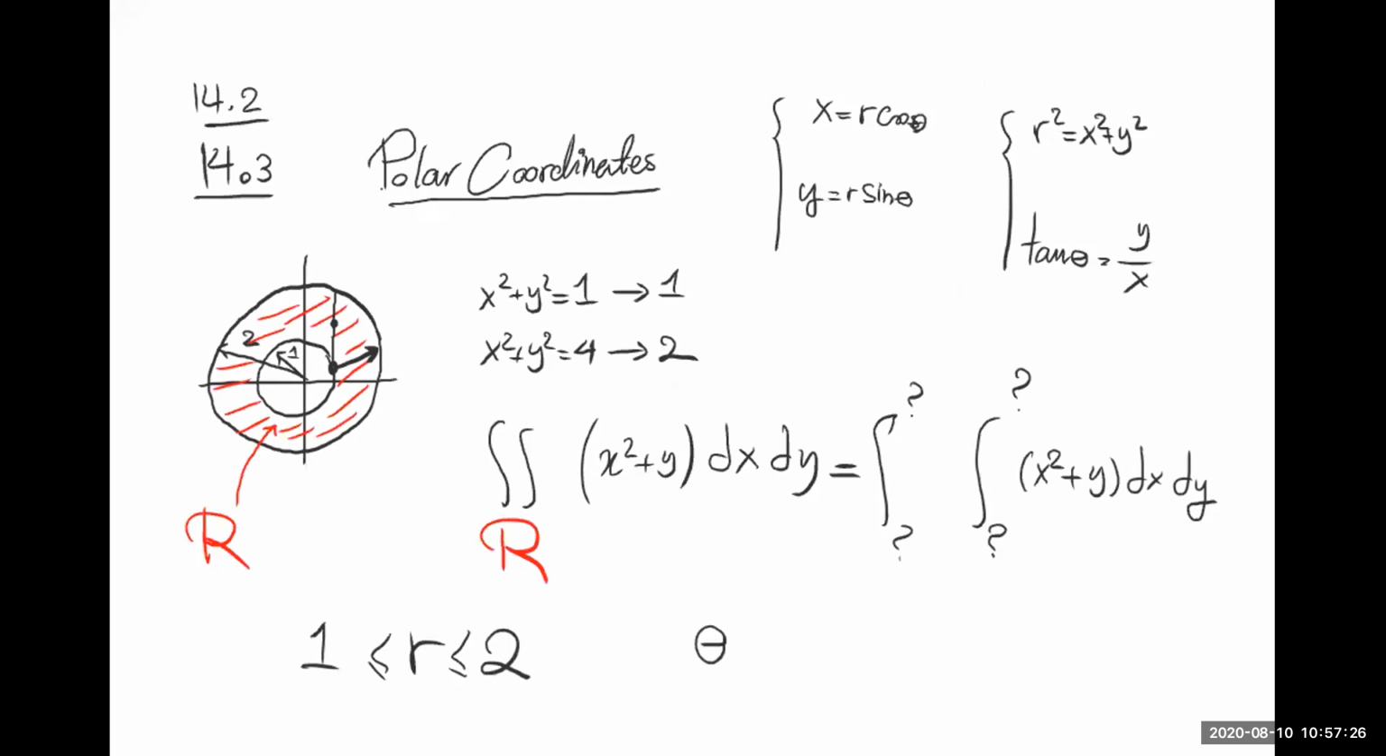What are the bounds for theta? Well, theta can start here at 0. It can go around the circle. It comes back at 2 pi. So the bounds for a circle are 0 to 2 pi.